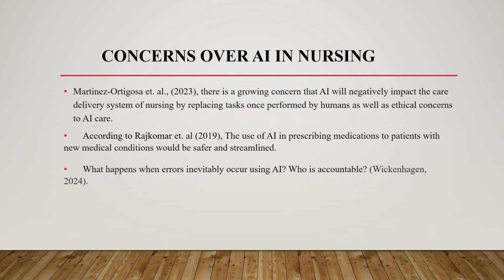There are some growing concerns, however, that AI will negatively impact the care delivery system of nursing by replacing tasks once performed by humans, as well as ethical concerns related to AI care. One of the examples stated was that the use of AI for physicians in prescribing medications to patients with new medical conditions would be safer, faster, and streamline the process. But then that raises the question, what happens when errors inevitably occur using AI? Who is accountable for these errors?